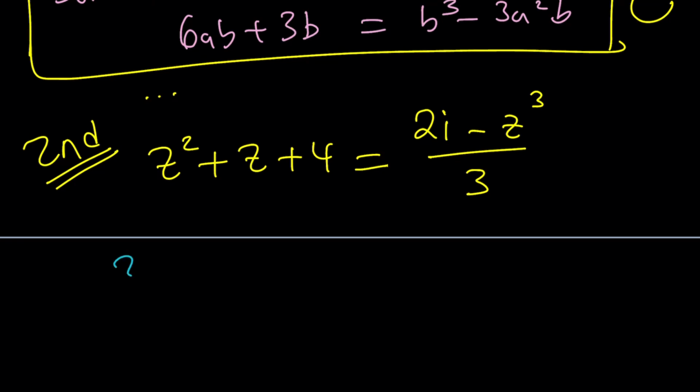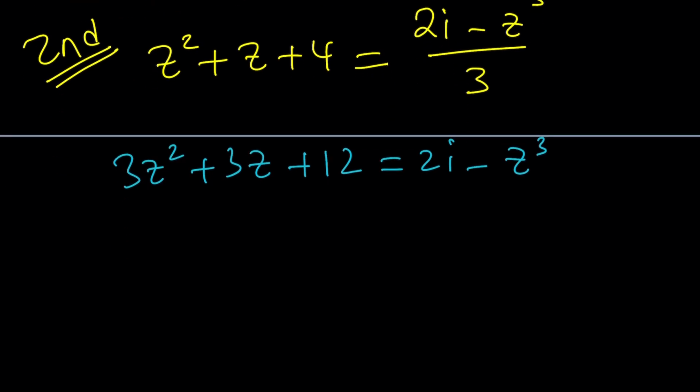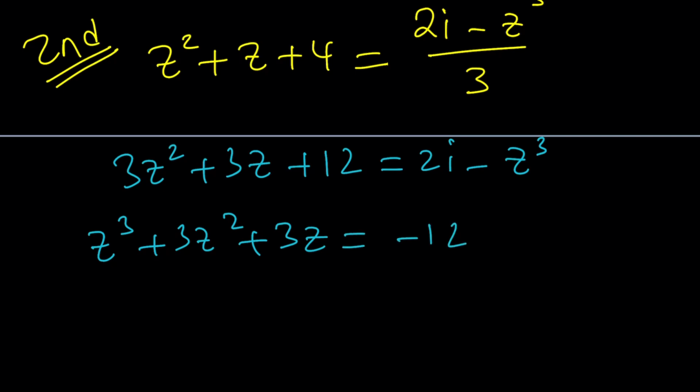When we cross multiply, we get 3z squared plus 3z plus 12, and that is equal to 2i minus z cubed. Do you think we want to leave z cubed alone? No. We want to put all the z's on the same side and everything else on the other side. So let's go ahead and add z cubed. Does that look familiar? Hopefully it does. And subtract 12. And this is what we're going to get. Now, this is not the best thing to have. And I hope I didn't mess up the numbers because I was trying to make this problem solvable. Hopefully I didn't mess it up.